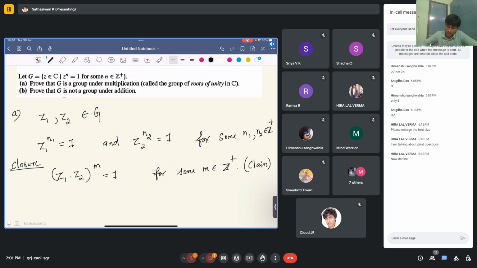So what we know is for Z1 and Z2, there are the N1 and N2, right? Now you're working with the product. For the product, what has to be this? That's a natural choice here.